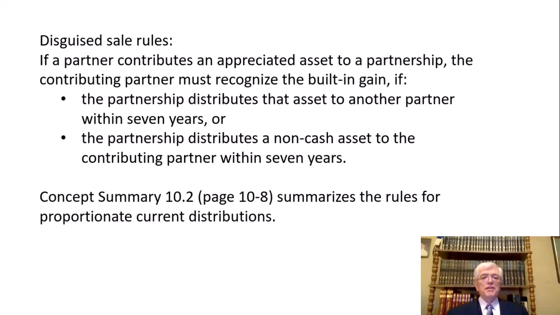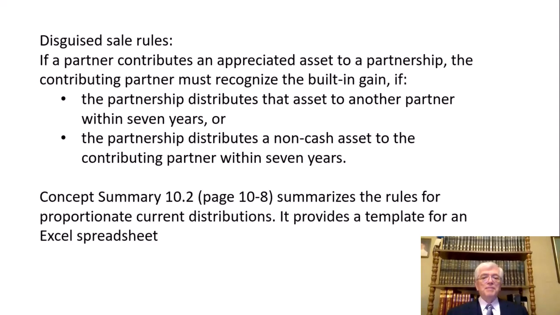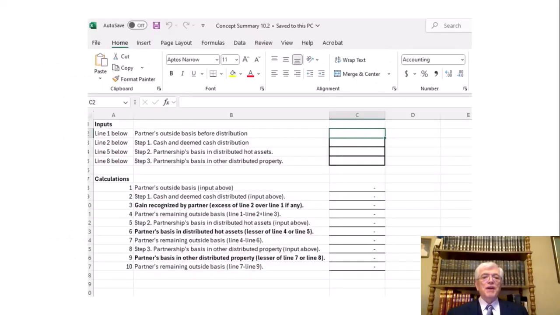Here we are assuming that the distributions went to the partners, all of them, proportional to their ownership interest. We have a template for an Excel spreadsheet in Concept Summary 10.2 to show the effects of these proportionate current distributions. And here's the spreadsheet. I give you the details of the spreadsheet in the concept summary on page 10.8.